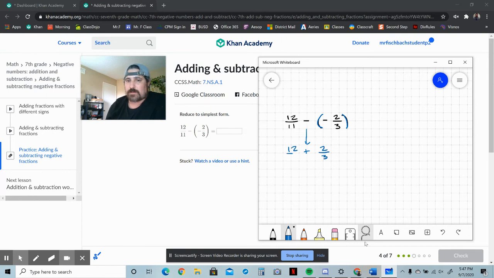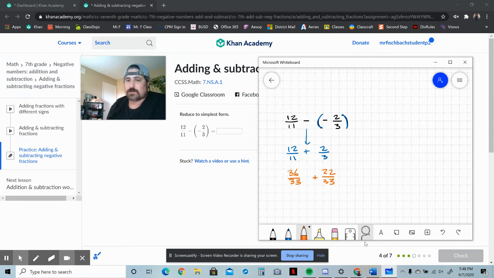And then we have to make a common denominator here. So what can both 11 and 3 become? The answer is 33. It can both become 33rds. 11 times what would equal 33? 11 times 3. So 12 times 3 is going to be 36. So 36/33 is exactly the same value as 12/11. And what would you multiply 3 times to get 33? That would be 3 times 11 is 33. So 2 times 11 is going to be 22. So here we have a positive 36/33, and we're adding to it a positive 22/33.